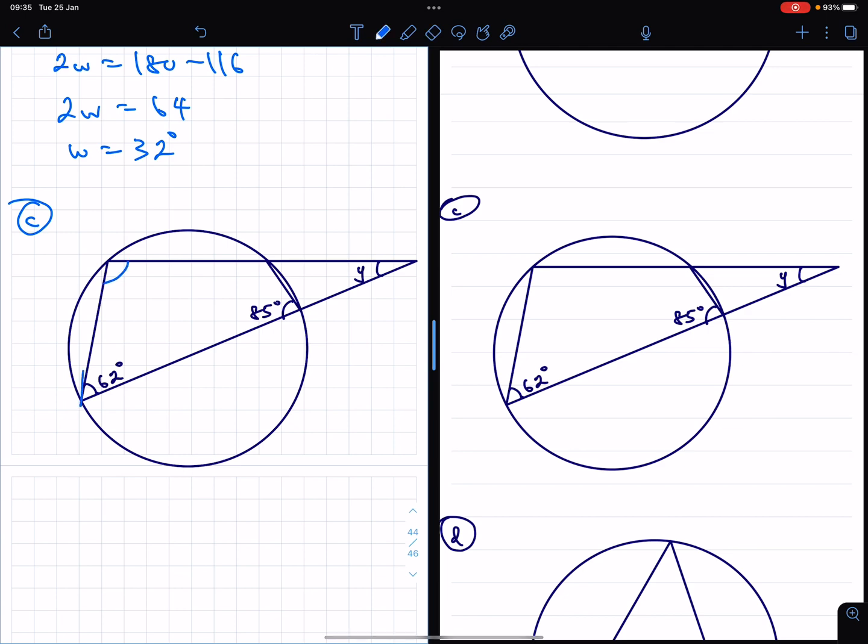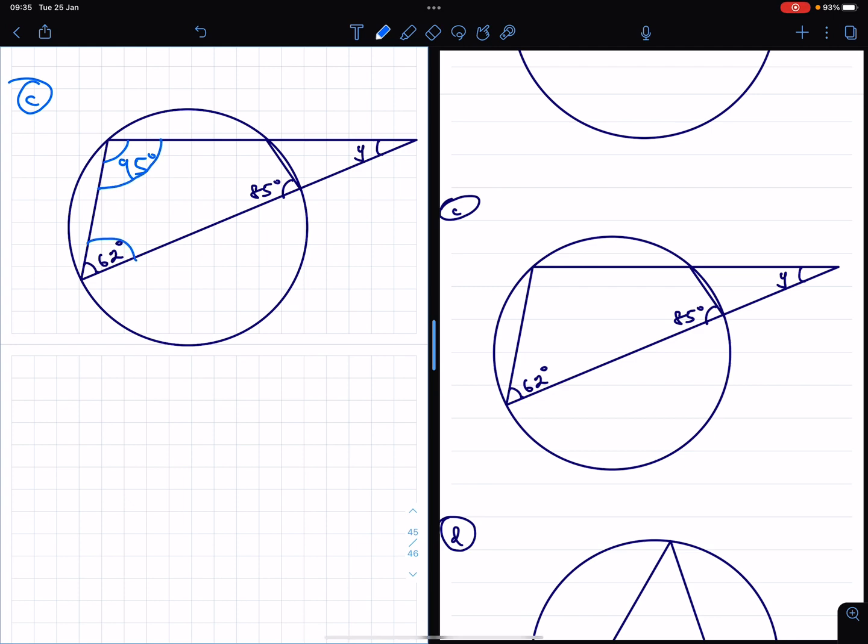This is a cyclic quadrilateral, and that simply means its opposite angles are supplementary. That means this angle plus this angle is 180 degrees, and that simply means this angle is going to be 180 minus 85, which is 95 degrees. Now I can find Y.